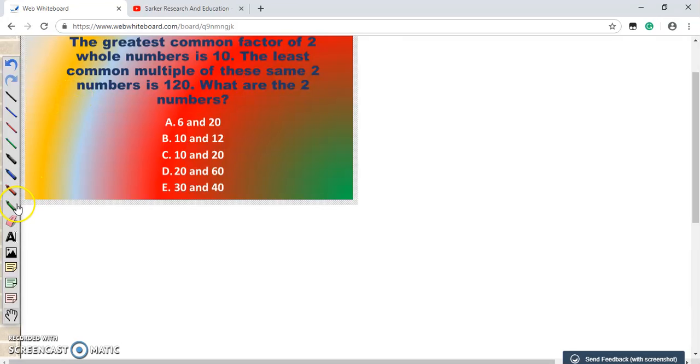Before going into the actual procedure, let me introduce you a little bit to GCF and LCM in case you have forgotten. If you have not, then you can just skip this portion completely. Now, GCF means greatest common factor and LCM is least common multiple.